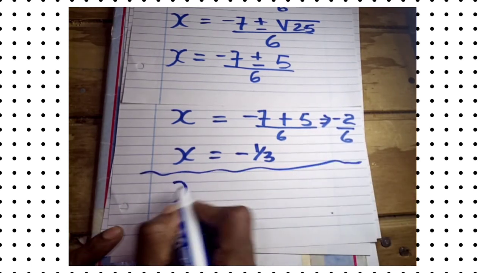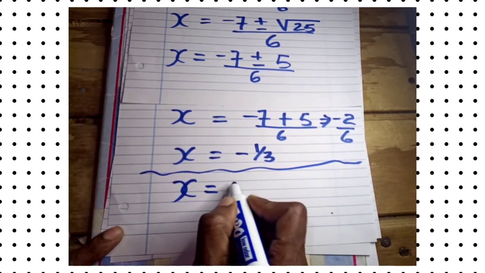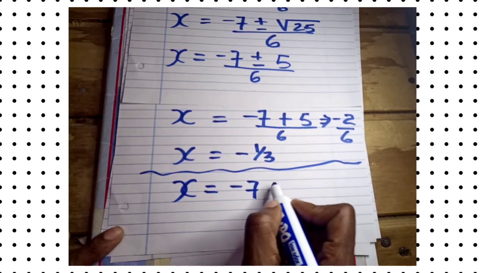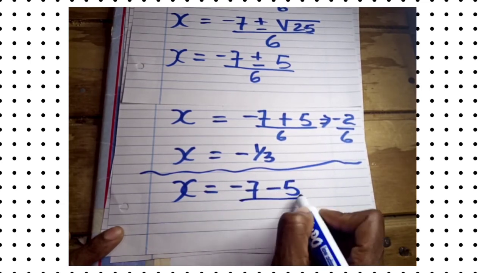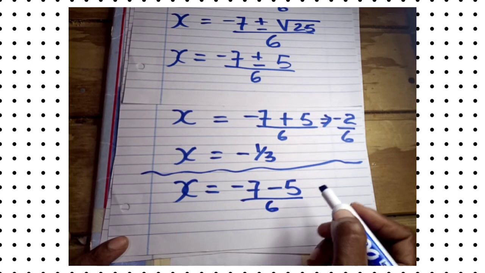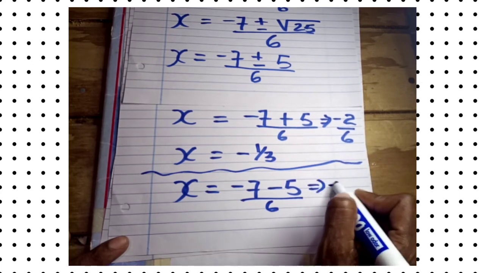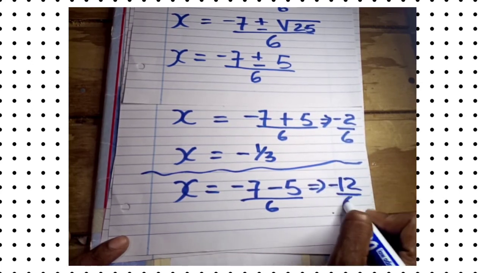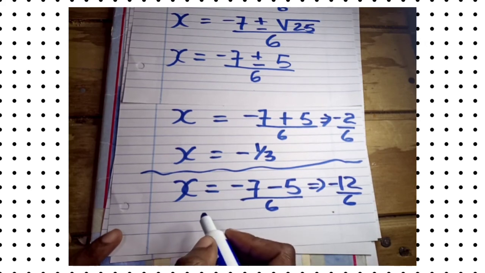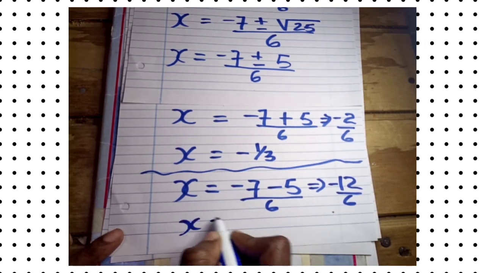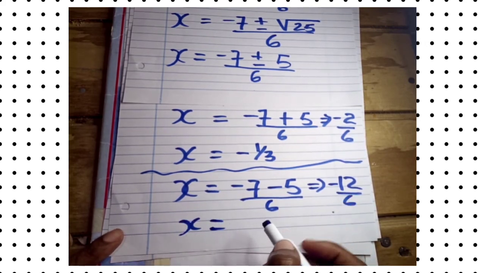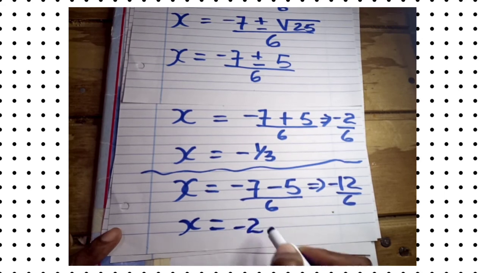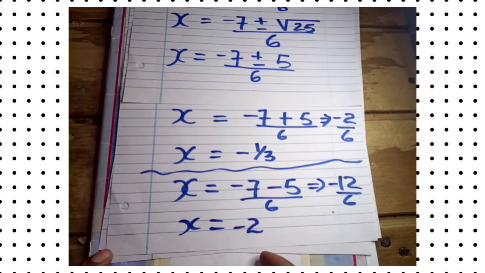And then I do the subtraction. So x is equal to negative 7 minus 5 over 6. Negative 7 minus 5, of course, is going to give me a negative 12. 6 into negative 12 gives me a negative 2. So x equals negative 2 and x equals negative a third.